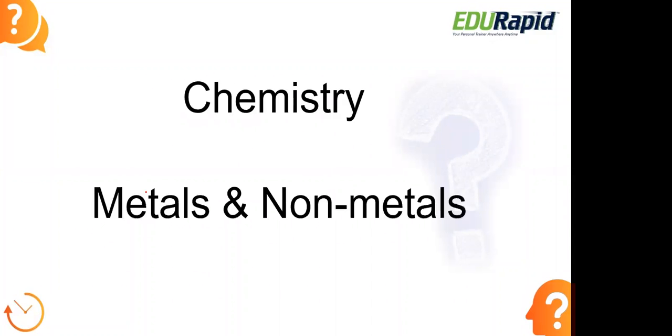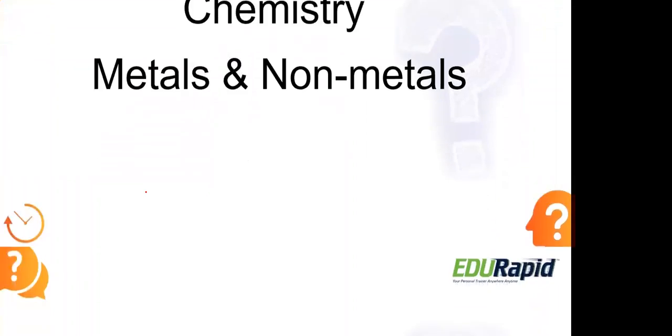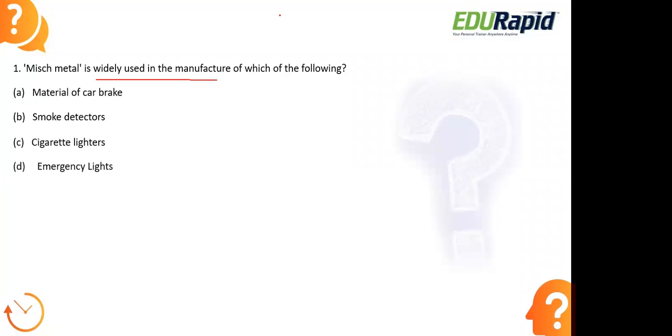So now we'll include some of the major questions regarding the topic here. We are going to discuss a few of the major important questions regarding the topic metals and non-metals. Here the first question is, mixed metal is widely used in the manufacture of which of the following? The first option is material of car brake, smoke detectors, cigarette lighters, emergency lights.